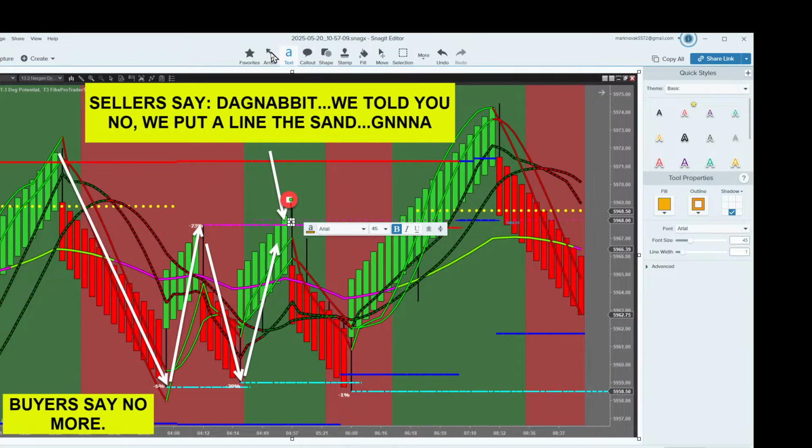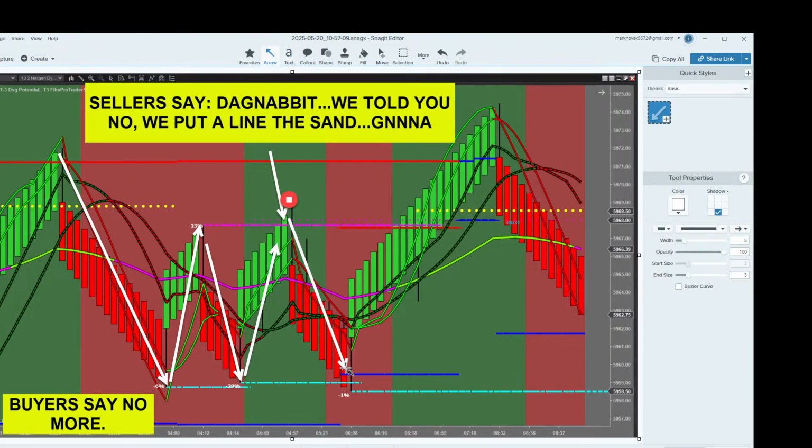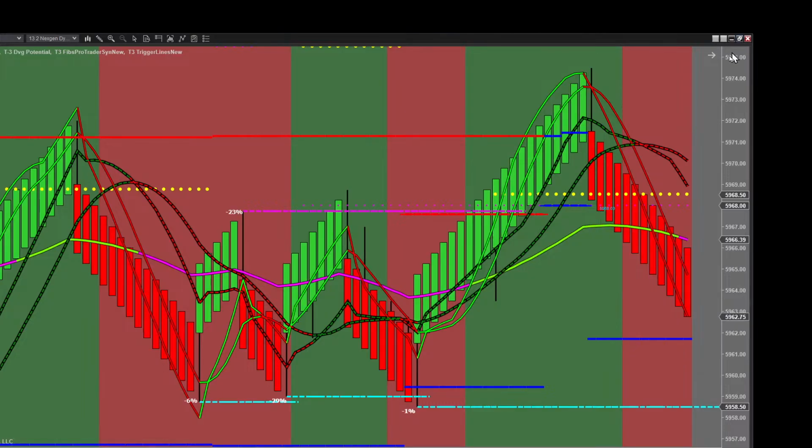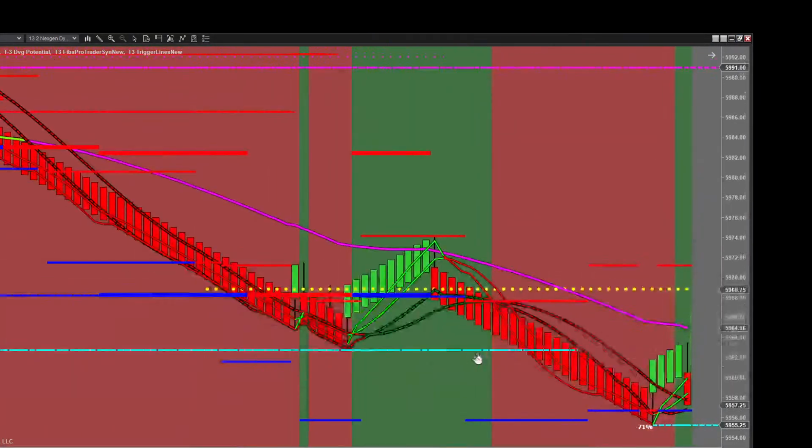And the buyer said, well, we can do it too. We put a line in the sand, and you tried to cross it, and now we're punishing you. If you think about it that way, divergence highs and lows are nothing more than a line in the sand. Look at that to the tick.